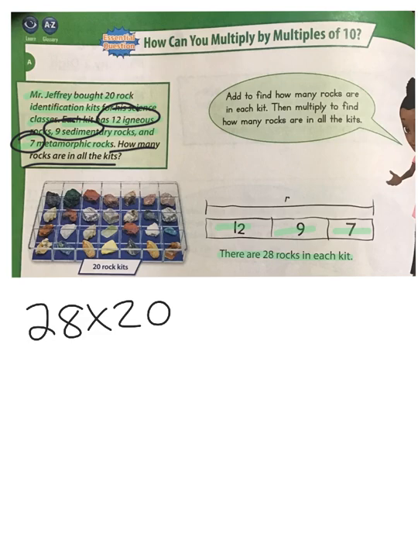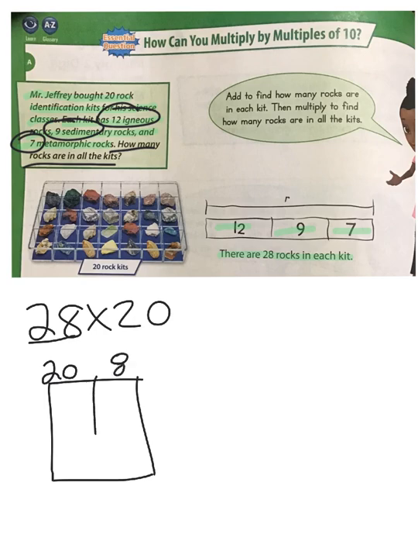I have already taught you two ways to do this. One way is to use a box. In our box, we're going to separate 28 into 20 and 8. On the side, we're just going to write 20 because 20 is a multiple of 10. Then we're going to multiply: 20 times 20 is 400, and 20 times 8 is 160. We would add up our partial products and we would get a total of 560 rocks.